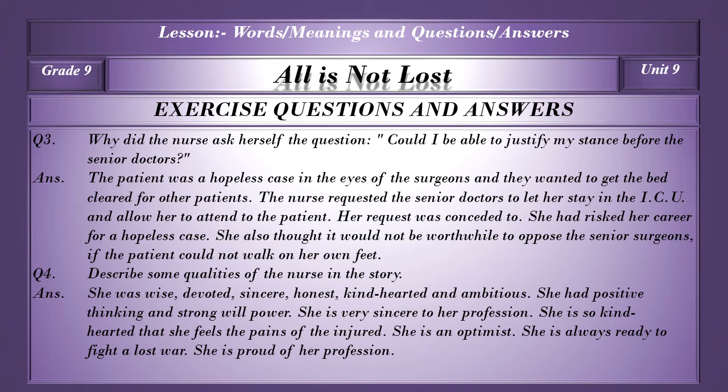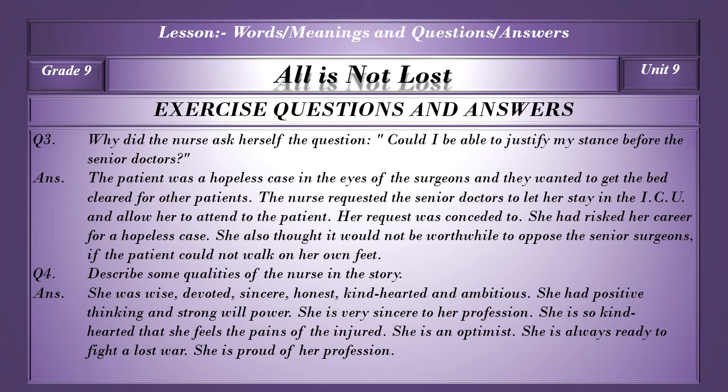Question number 3. Why did the nurse ask herself the question, could I be able to justify my stance before the senior doctors? Answer. The patient was a hopeless case in the eyes of the surgeons, and they wanted to get the bed cleared for other patients. The nurse requested the senior doctors to let her stay in the ICU and allow her to attend to the patient. Her request was conceded to. She had risked her career for a hopeless case. She also thought that it would not be worthwhile to oppose the senior surgeons if the patient could not walk on her own feet.